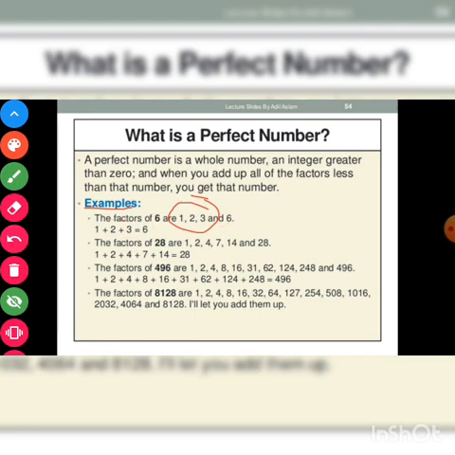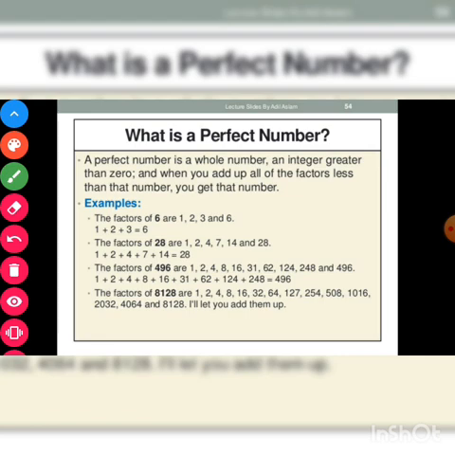Another example of a perfect number is 28. The factors of 28 are 1, 2, 4, 7 and 14. As I told you, we cannot consider 28 as a factor. And when we add these factors 1, 2, 4, 7 and 14, we get 28, which is the number whose factors we are finding. Such numbers are called perfect numbers.